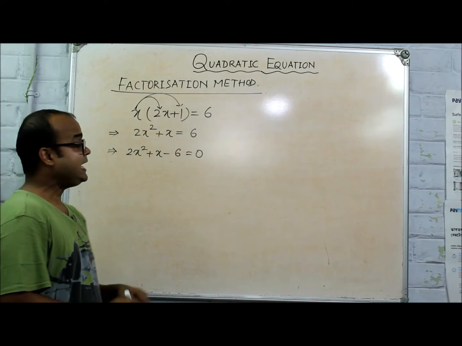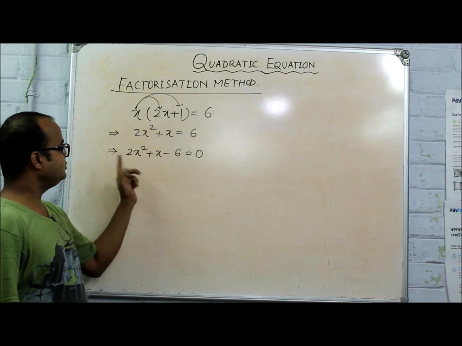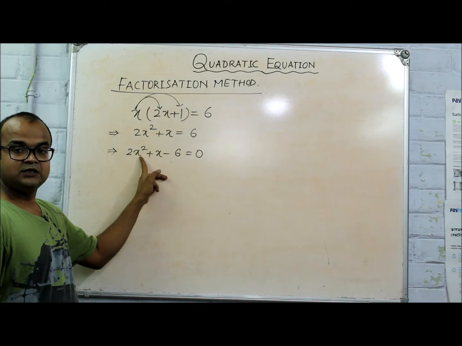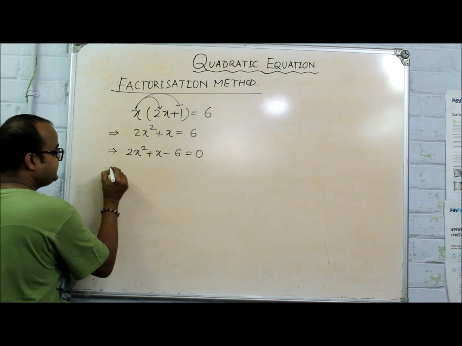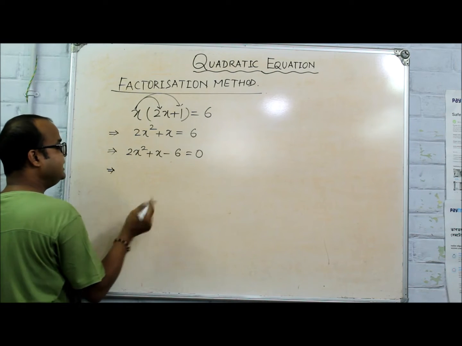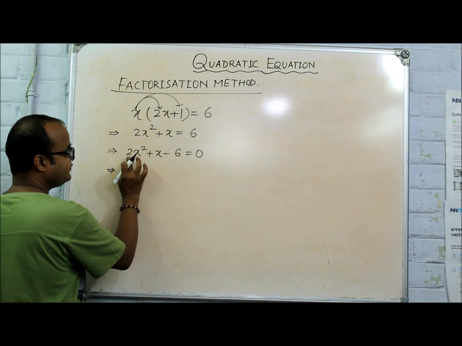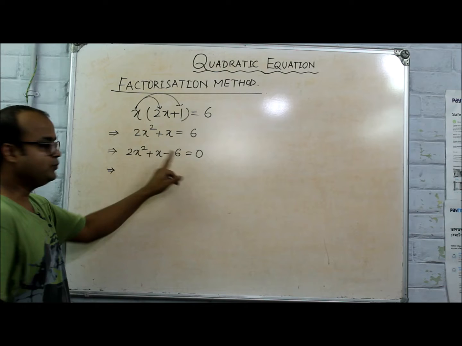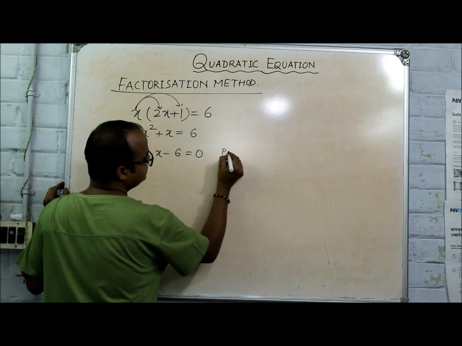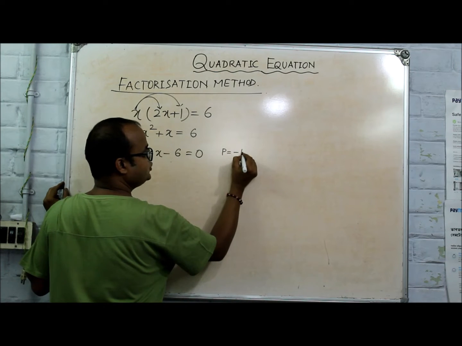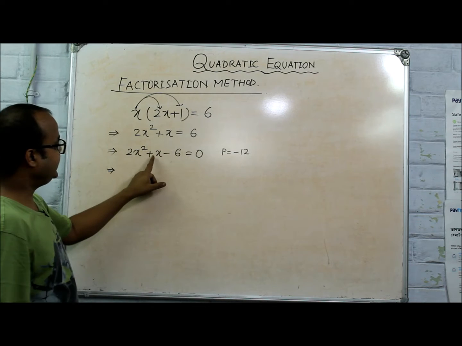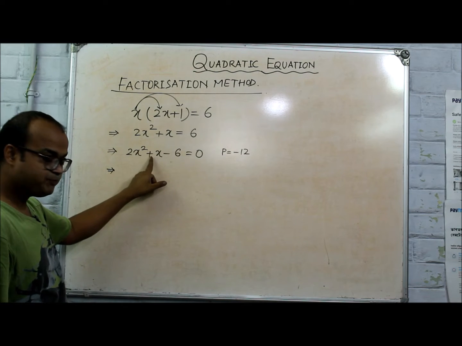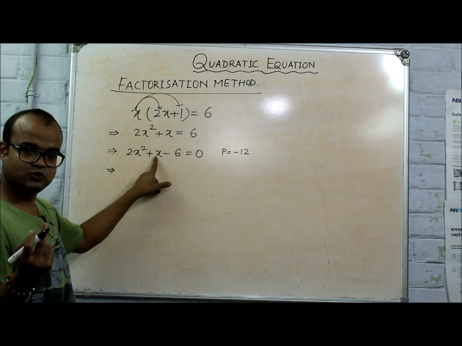Now we apply the factorization method. You know this is the second term of the quadratic equation. We apply the middle term factor. So for the middle term factor, 2 into minus 6, the product is equal to minus 12. And the middle term coefficient, that means plus x, is 1.